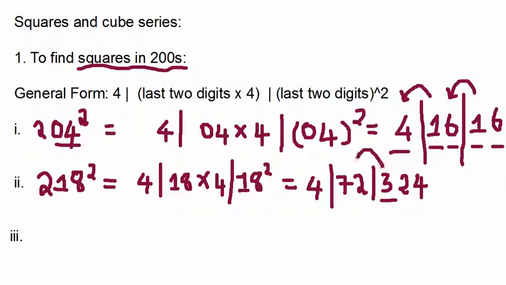Already in previous videos we have seen how to square a number ending with 2, 3, 4, 5, 6, 7, 8 and 9. So we get the answer as 47524.